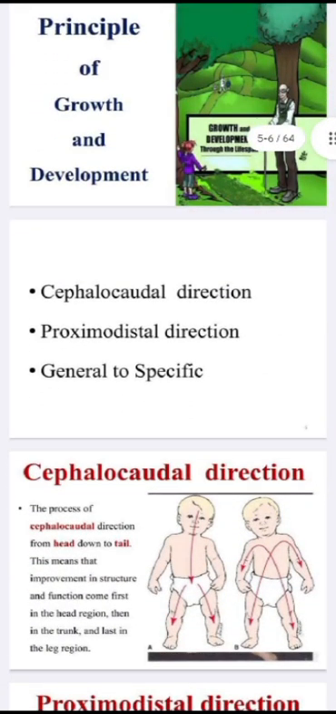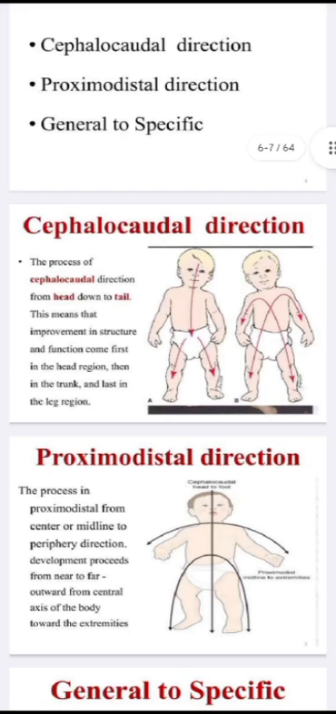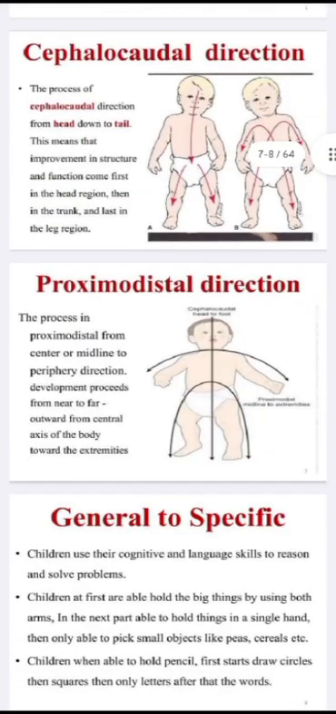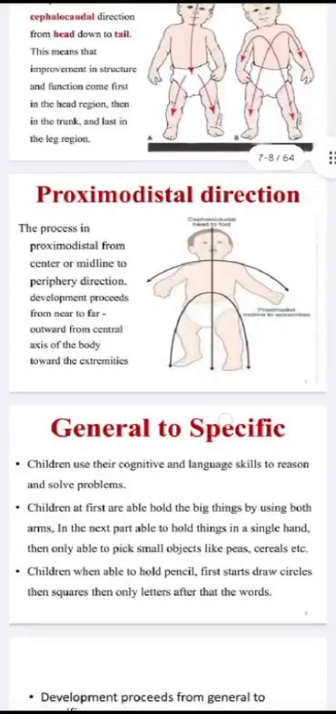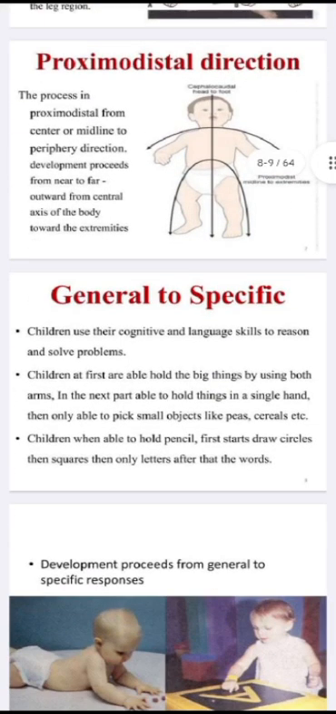These are three important principles: cephalocaudal direction, proximodistal direction, and general to specific. Cephalocaudal direction means head to tail. This means improvement in the structure and function comes first in the head region, then in the trunk, and last in the leg region. Proximodistal is the process in which development proceeds from center or midline to periphery. Development proceeds from near to far, outward from central axis of the body towards the extremities, that you can see in diagram. General to specific.